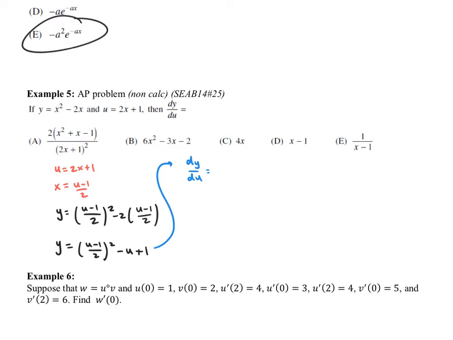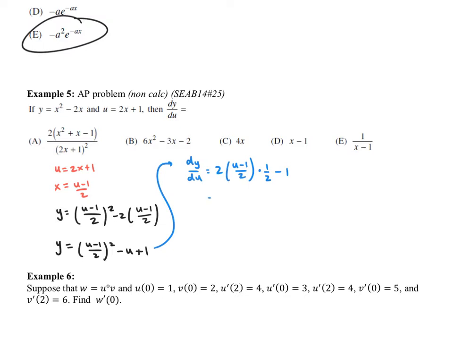Again, you're going to find that it's cumbersome ultimately, because the other method I'll show you will be much easier. So we do the power rule, so we have 2 times this quantity to the first. We have to multiply by the derivative of u minus 1 over 2, which is just 1/2. And then the derivative of minus u is just minus 1. Derivative of 1 is 0. So this happens to be our answer. Now you can see that it's not listed this way at all in the problem, so we need to manipulate this a little bit.